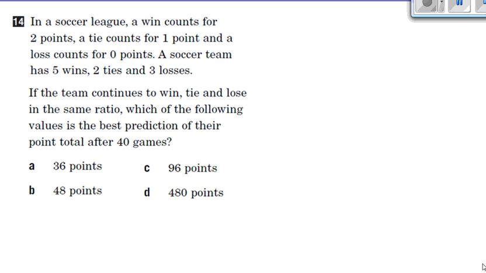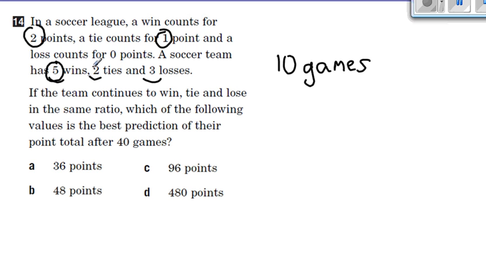Okay, so after 40 games, let's figure out how many games they've played right now. If they have 5 wins, 2 ties, and 3 losses, they've played 10 games. And in those 10 games, what point total are they at? 2 points for every win, that's 10. 1 point for every tie, so 2 more, and then no points for the losses. So right now, after 10 games, they have 12 points.